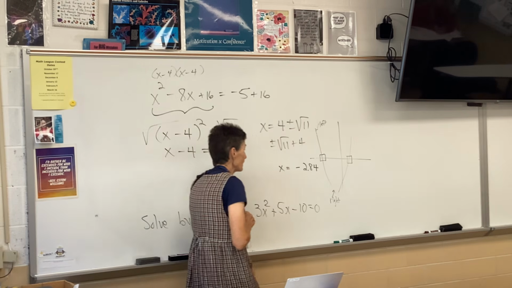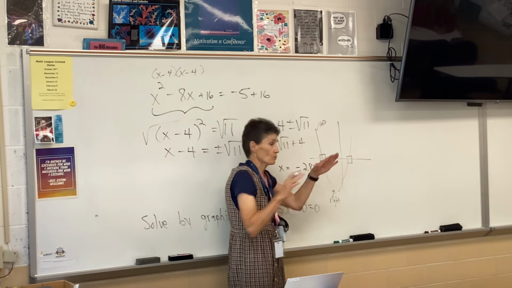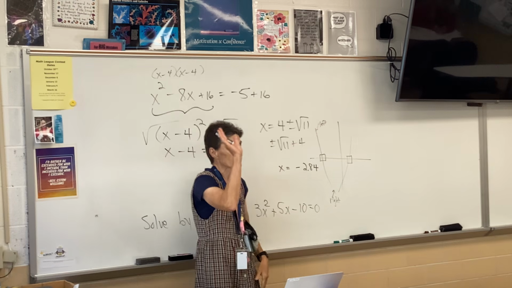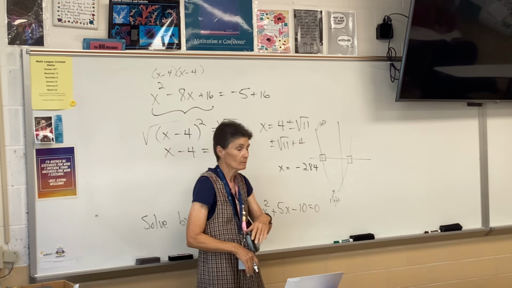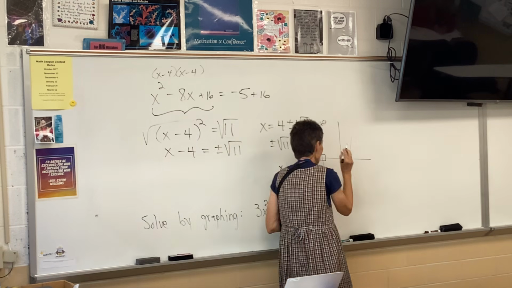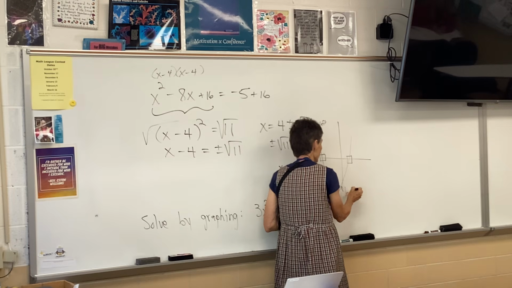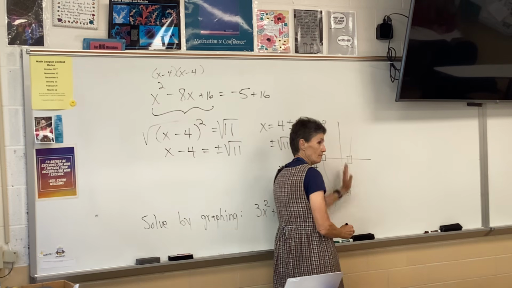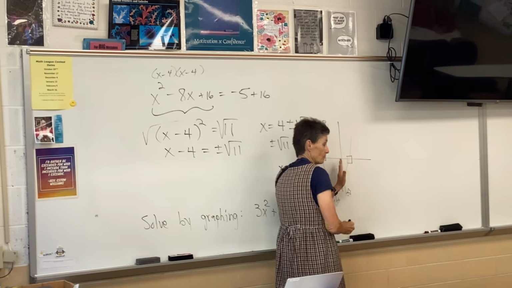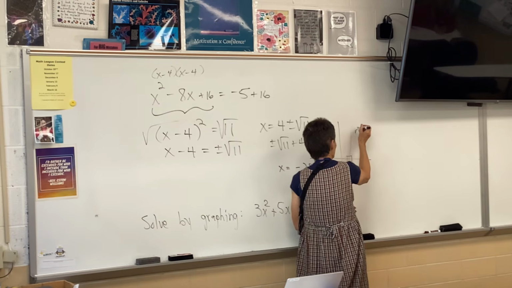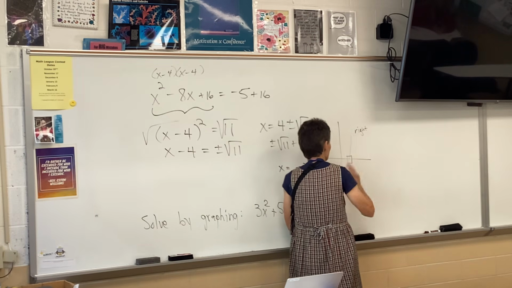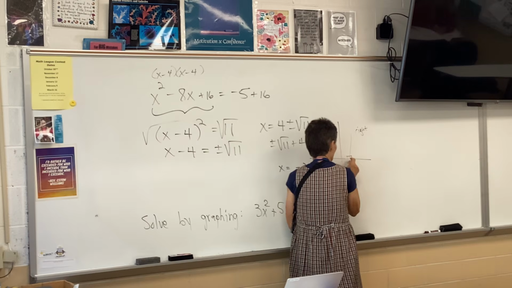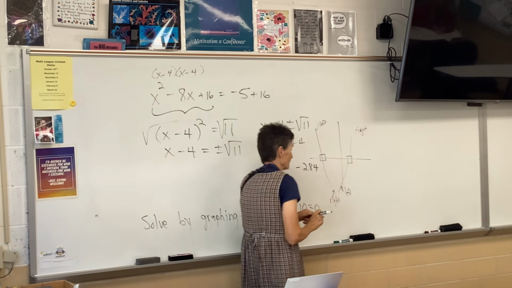Now, when I go to find this one, I have to start totally over. So second trace 0. And then my left bound will be over here now. This is the left side of that point. And my right bound will be up here because this is the right side of that point, to the right.